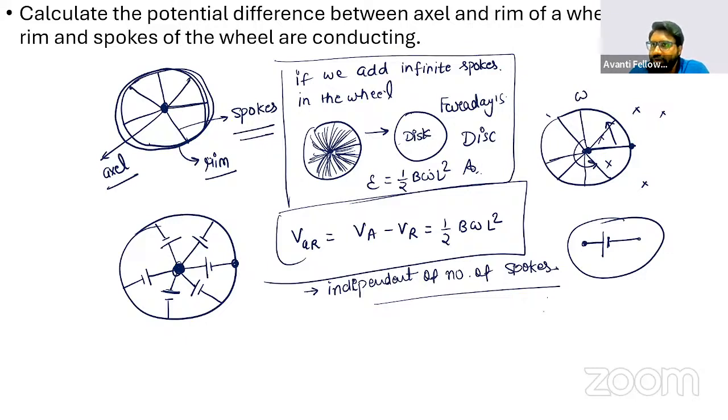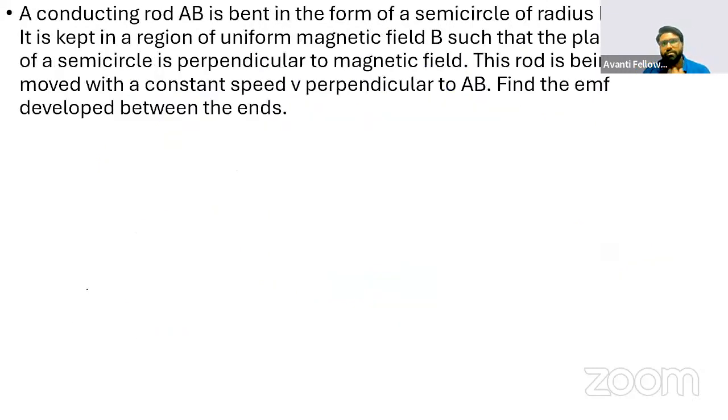So what should be your answer? What should be the potential difference between the axle and rim? They are the same because it is independent of the number of spokes. Okay, clear? Now let's do this, a good question. Try to summarize it.